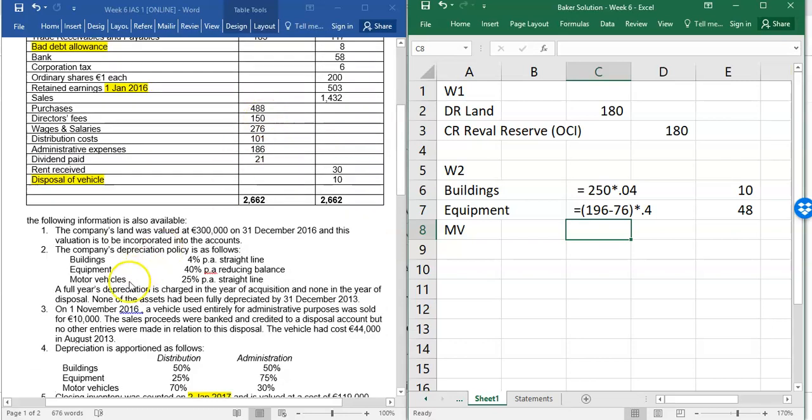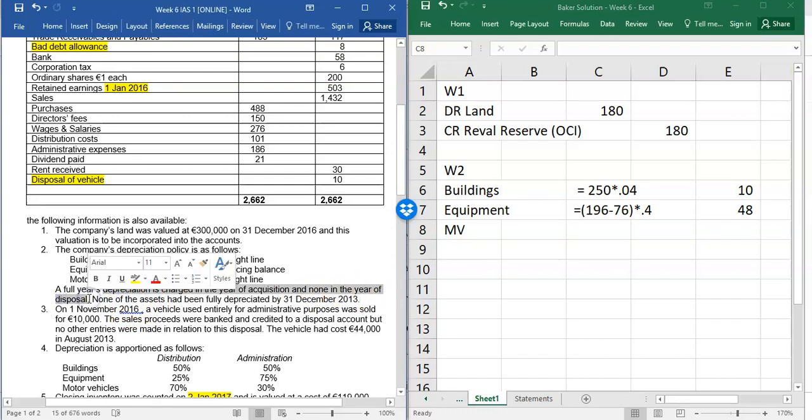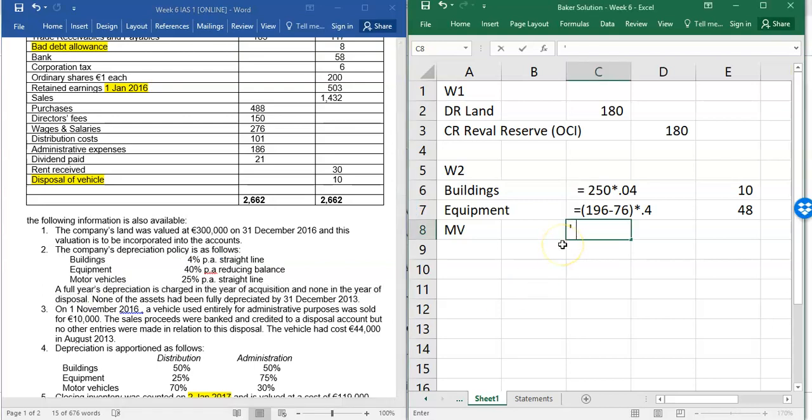But remember, we have a disposal during the year and you're told no depreciation in the year of disposal. So there's a kind of a tricky one. There's a link between note 2 and note 3. So it's actually going to be 284 minus 44, because that's the cost of the asset you disposed of. So it's going to be 25% of 240. So your depreciation for motor vehicles is 60. So the overall depreciation then for the year 2016 is 118.